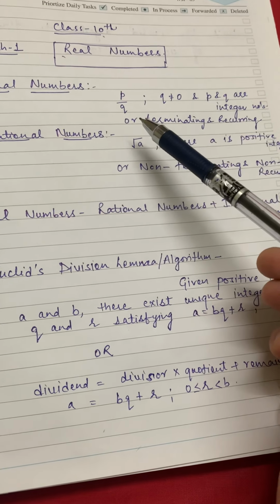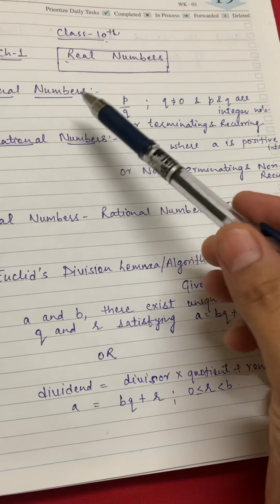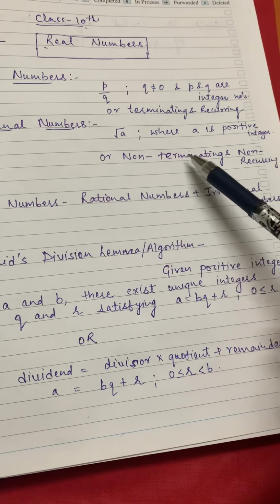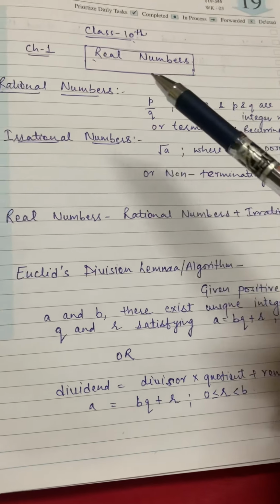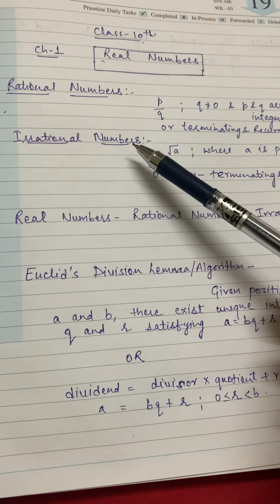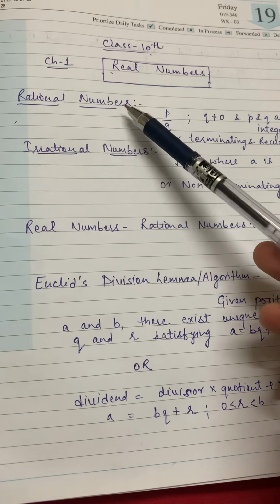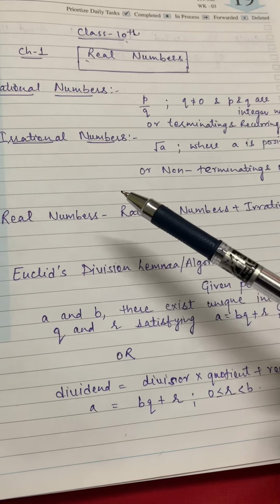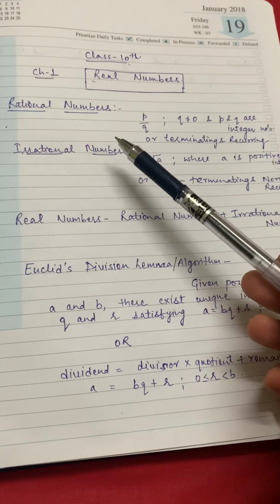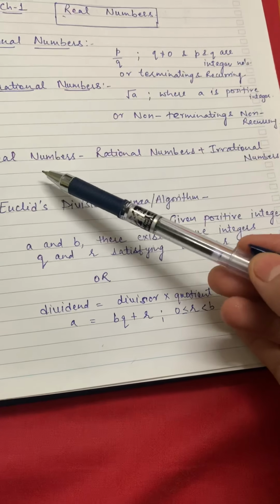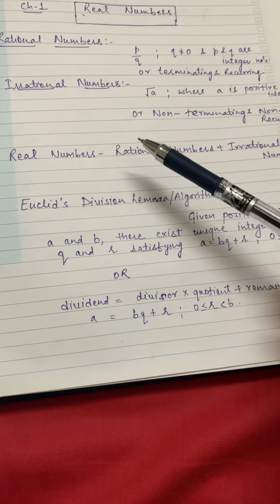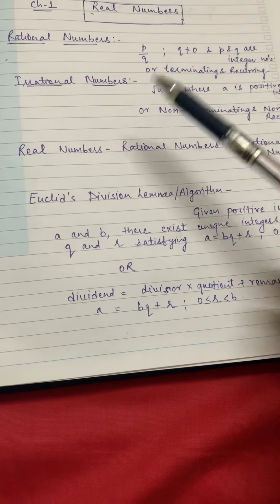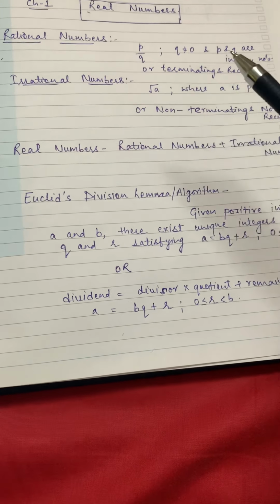And there is another definition of these numbers. Rational numbers are terminating or recurring decimals, and irrational numbers are non-terminating and non-recurring. So you have studied rational and irrational numbers in your previous class. When we combine all rational and all irrational numbers, I wrote here, real numbers consist of rational and irrational numbers. That type of numbers are called real numbers.